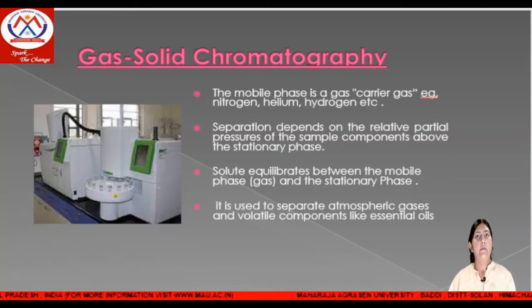In this, our mobile phase is a gas, which is known as a carrier gas. The carrier gas is basically an inert gas that can be helium, nitrogen, hydrogen, etc. The separation basically depends on the relative partial pressure of the sample component above the stationary phase. In this, the solute equilibrates between the mobile phase, which is a gas, and a stationary phase, which is basically a solid support. This technique is used for the separation of atmospheric gases and volatile compounds like essential oils.